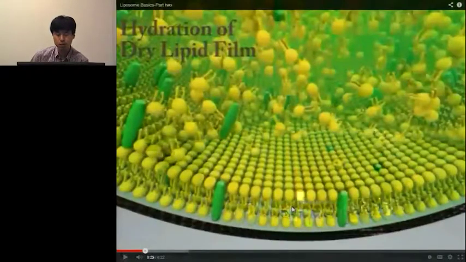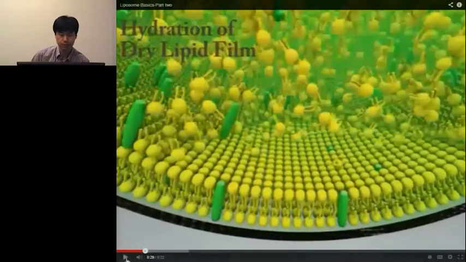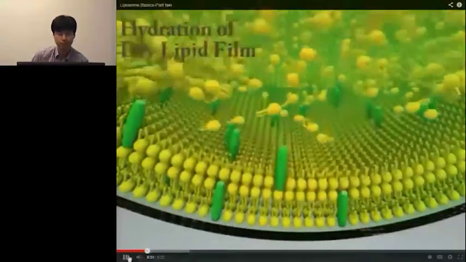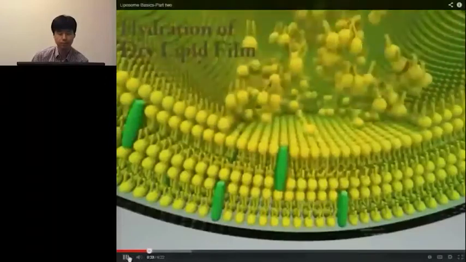So this part we discussed in the previous lecture. You may remember the small molecule which has a polar and a non-polar part. As the medium dries, these polar and non-polar heads align, and it makes a bilayer like this.